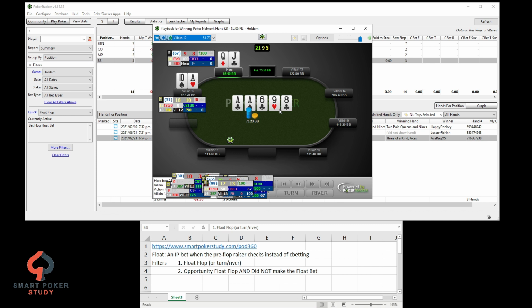You think about it. A straight just got there. The flush got there. Of course, he's just going to check call. He's going to let you bet and triple barrel. So a good flop float bluff, but the turn and river, not so much. Would have much rather saved that money.